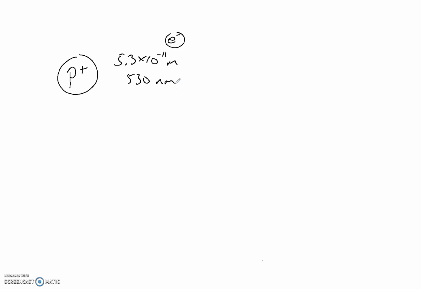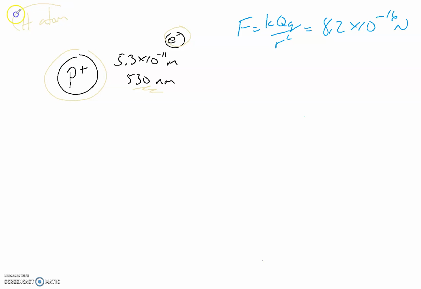Okay, so I'm gonna start simple. I'm gonna find the force between these two guys. So what is the force between these two guys? You got the Q's, you got the radius. This is a pretty simple calculation. So we get 8.2 times 10 to the negative 16 newtons. All right, so that is a mutual force between the two. Now, I'm not sure if you guys realize what is special about a proton and electron separated by 520 nanometers. Well, if you're not sure, this is a basic hydrogen atom.